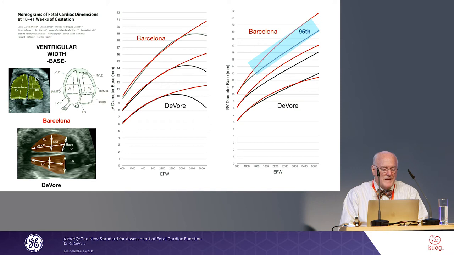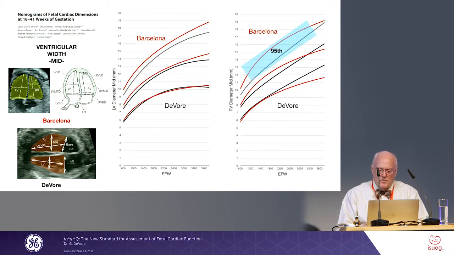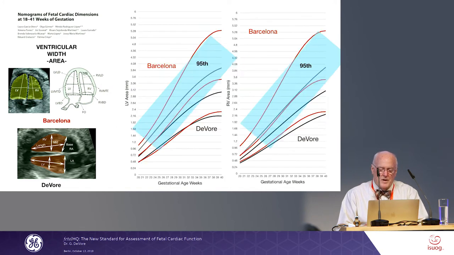Because they measured theirs with the apex up, and you have some echo dropout, your borders are not as clear as if you measure the heart when the septum is perpendicular, so you have a better definition of the endocardial borders. And the same thing for the right ventricle diameter in the midsection. Again, it had a wider 95th percentile, but the left ventricle was almost the same.